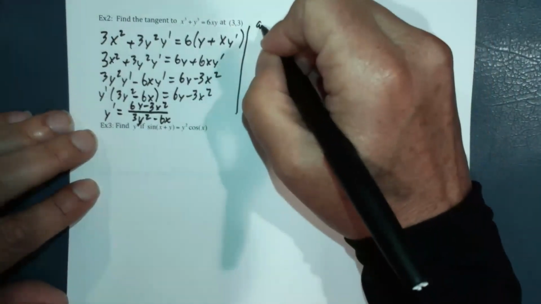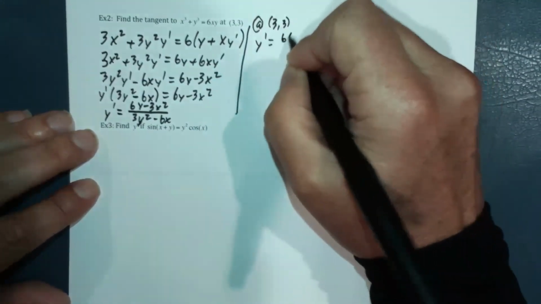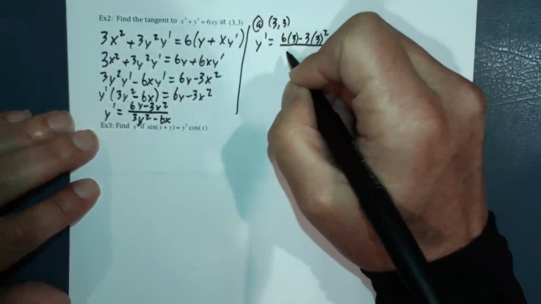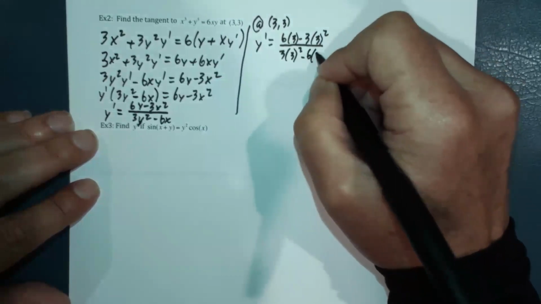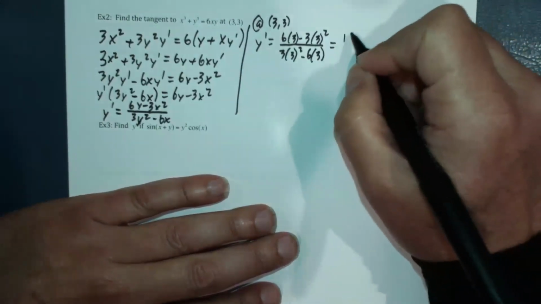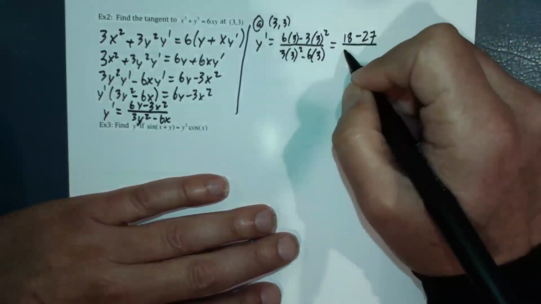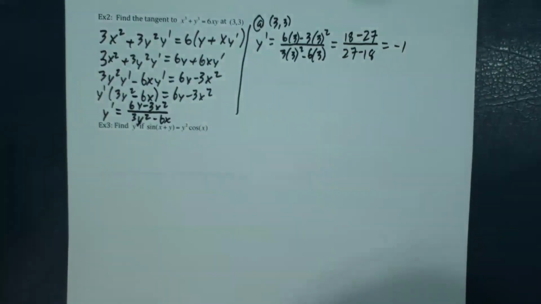All right. So now we need to evaluate that at 3, 3. So let's come back over here. So at 3, 3, y prime is going to be 6 times 3 minus 3 times 3 squared over 3 times 3 squared minus 6 times 3. Looks like we might be getting like a -1 situation going on here. This is 18 minus 27 over 27 minus 18, and that is just going to give us -1, which is our slope.